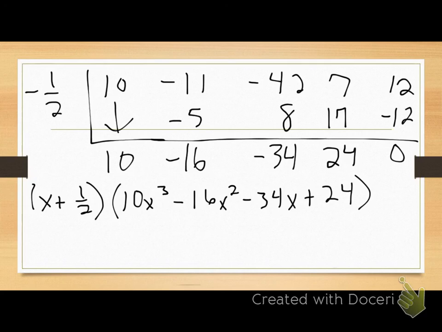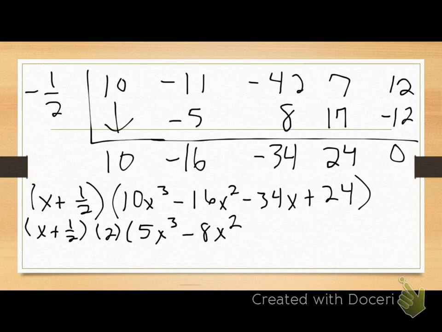So do I have any GCFs in this polynomial now? 2. So let's factor out a 2. So 2 times what will give me 10x cubed? 5x cubed. 2 times what will give me negative 16x squared? Negative 8x squared. 2 times what will give me negative 34x? Negative 17x. And 2 times what will give me 24? 12. Everyone okay factoring out that 2?